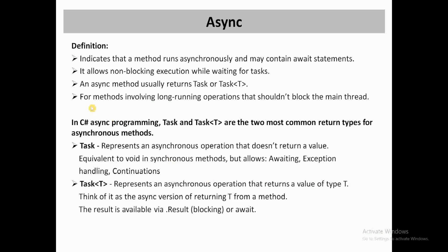And next, we use asynchronous methods for long running operations that shouldn't block the main thread. If we use asynchronous methods, they will not block the main thread. It means if we have long running methods that take time for processing and executing the task, then it is a good approach to use these asynchronous operations.